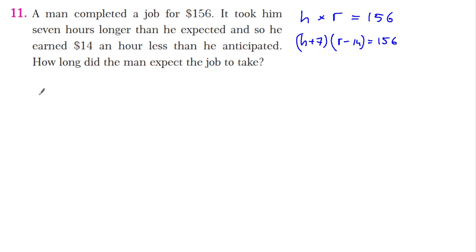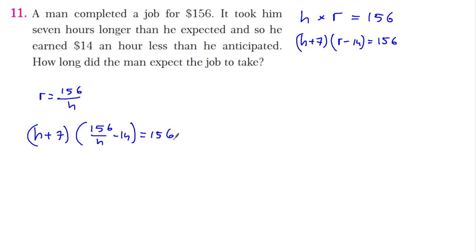So for example, R would be 156 over h. Get this R, substitute in the second equation, and what do you get? h plus 7 times, instead of R, 156 over h minus 14, that should be 156. This is practically a quadratic equation, and we can multiply out the brackets, and let's see what we get. So h plus 7, and here the common denominator is h.